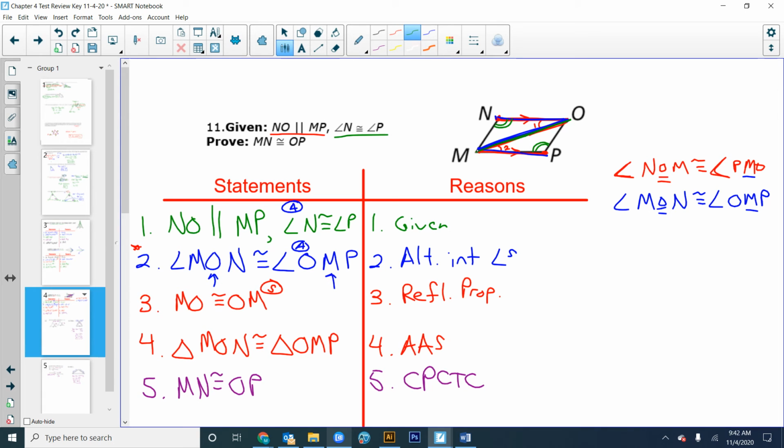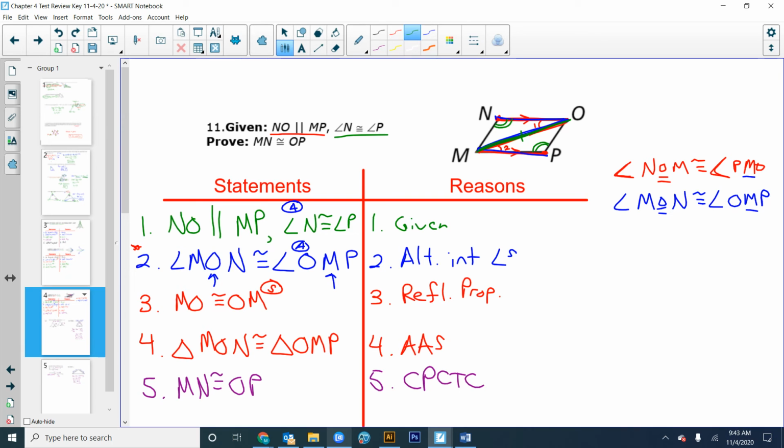Oh, actually, these. They are, aren't they? And when we see a shared side, we think of which property? Rhymes with reflexive. Reflexive, very good. The reflexive property. So MO congruent to LM. They swapped places, didn't they? OM in the top triangle is MO in the bottom triangle.